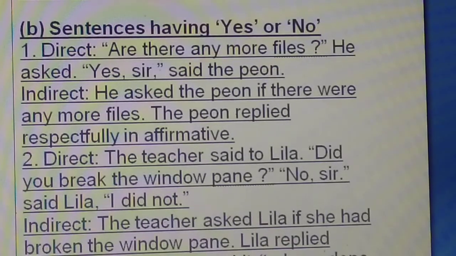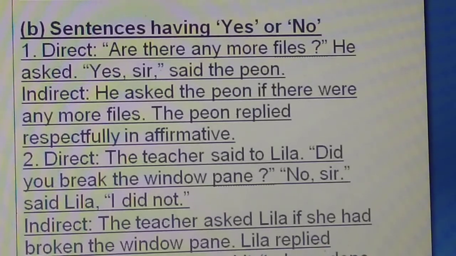Sentences having yes or no. "Are there any more files?" he asked. "Yes, sir," said the peon. He asked the peon if there were any more files. The peon replied respectfully in the affirmative. Yes is written as affirmative.